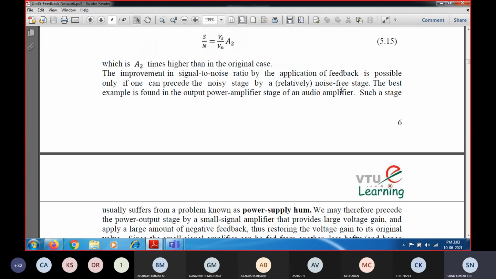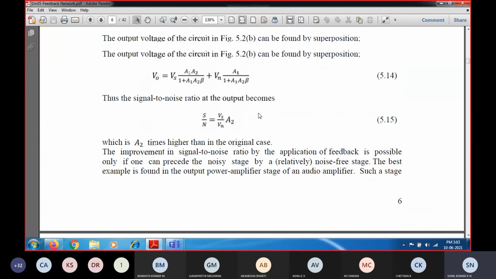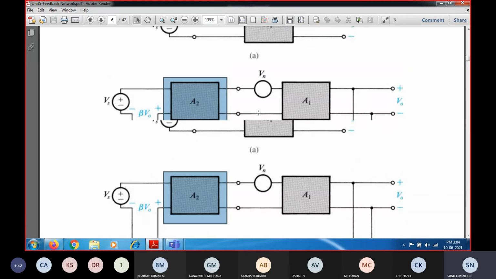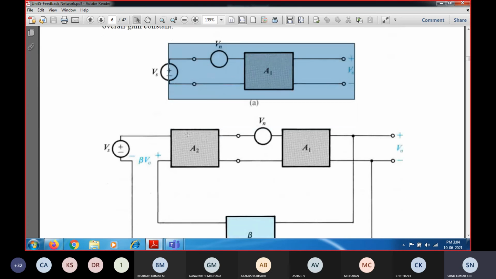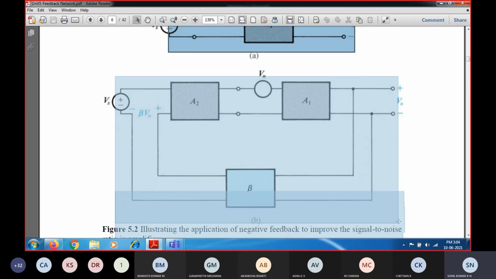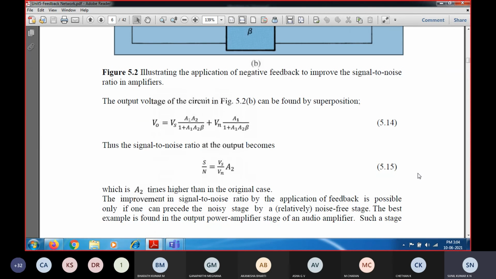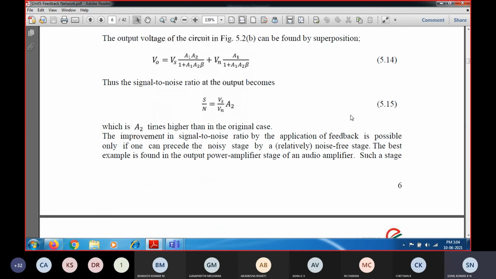That is, a signal to noise ratio greater than the original signal to noise ratio of an amplifier without feedback. Without feedback, the signal to noise ratio is small. With feedback, the signal to noise ratio is increased by a factor of A2. This is how you are going to prove it in a practical scenario.